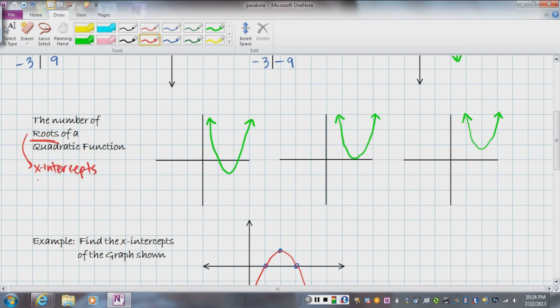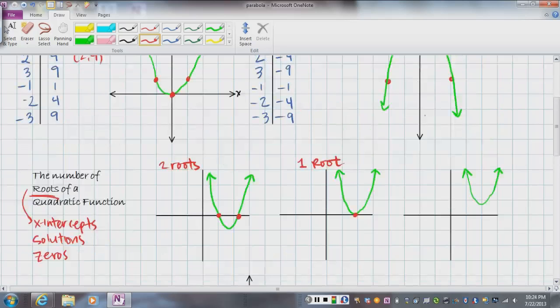We also call them solutions. We also call them zeros. Lots of names for these things, but with any parabola, you might have two roots, or you might have just one root, or you might have no roots.